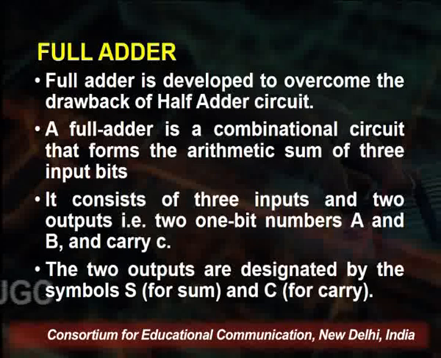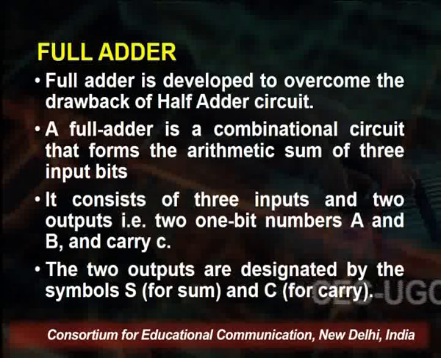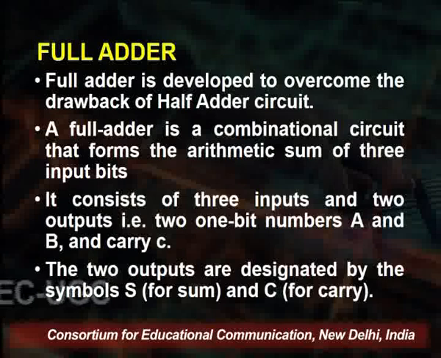It is a combinational circuit as well, which forms the arithmetic sum of 3 input bits. In this example that we are going to take, we are taking 3 input bits. It will consider 3 inputs and there are going to be 2 outputs. Two 1-bit numbers A and B, and the carry will be C. The 2 outputs that we will get out of it are shown by the symbol S for sum and a capital C for carry. That's a normal mathematical addition. What happens in this case?